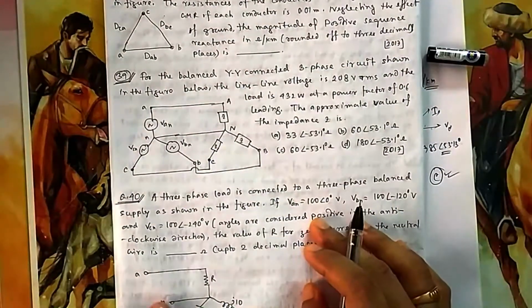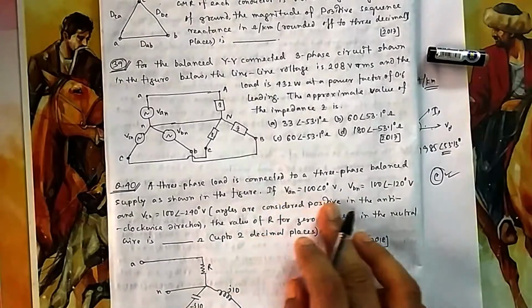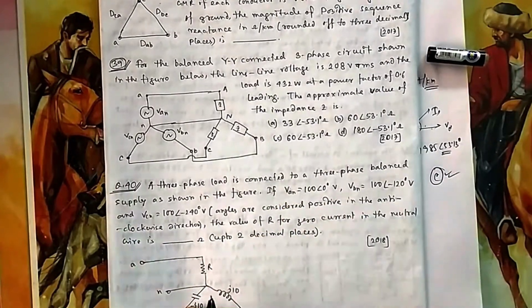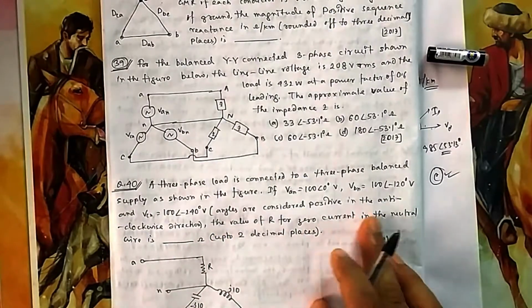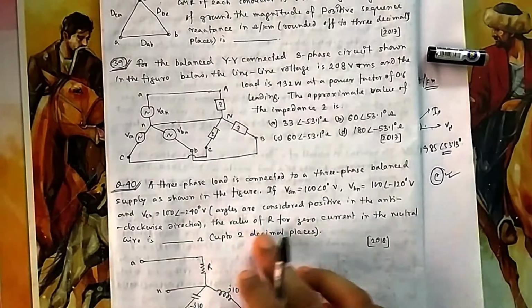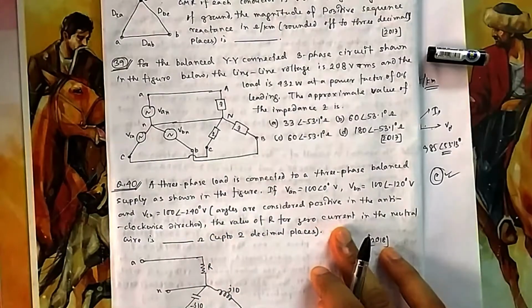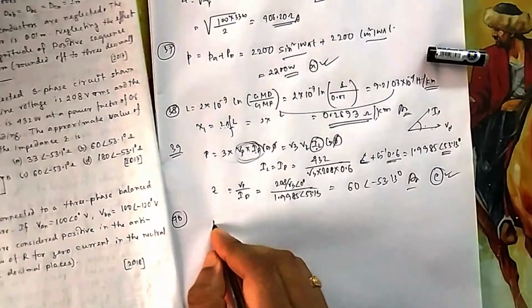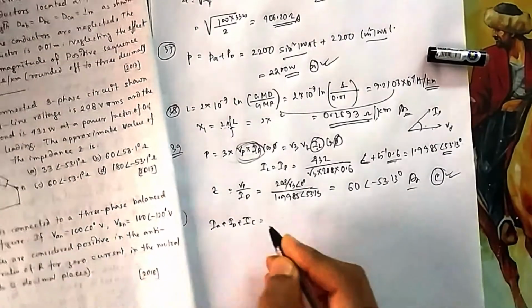Now if you come to 40, a three phase load connected to a three phase balance system shown in the figure. VAN is given, VBN is given, VCN is given, angles are considered positive in anti-clockwise direction, that is our normal considerations. The value of R for zero current in the neutral wire, here it should be zero current. So IA plus IB plus IC, all three should be equal to 0, because that is flowing through neutral. So you calculate your IA, IB, IC.